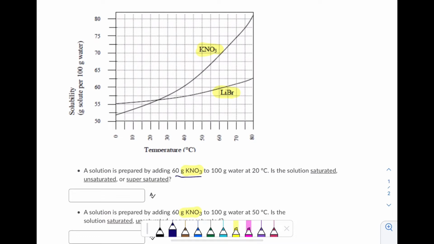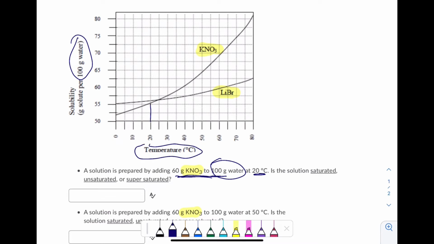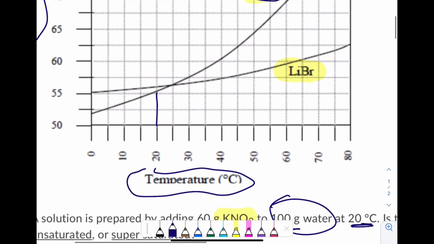All right, couple things to note. I am looking per 100 grams of water, which is good because that is exactly the units of the graph. There's no conversions necessary. I'm looking at 20 degrees Celsius for the temperature. So I come down here to temperature. I go to 20 degrees. I'm looking at KNO3. And so KNO3 is this line right here.